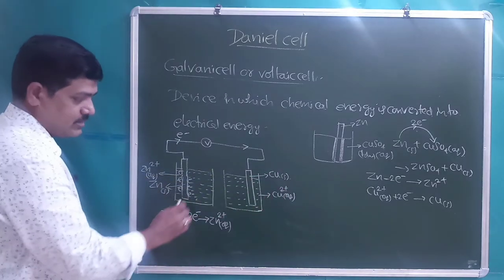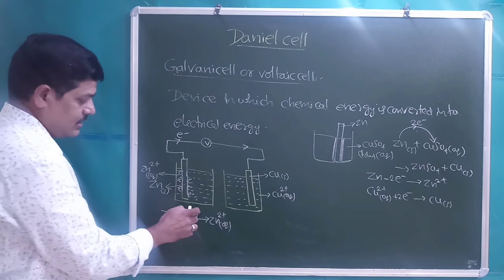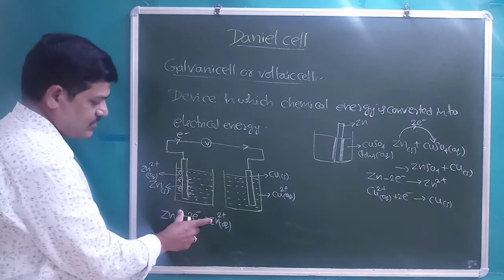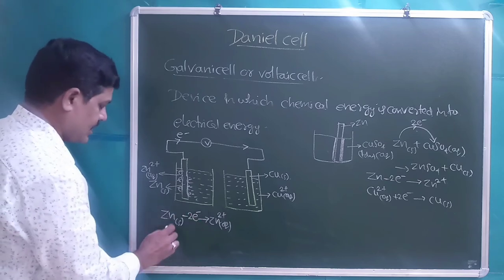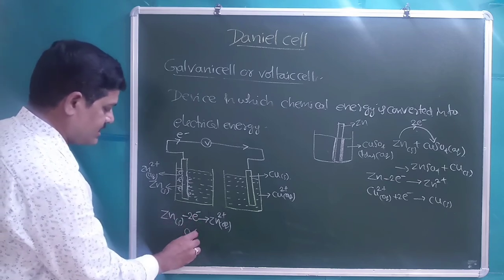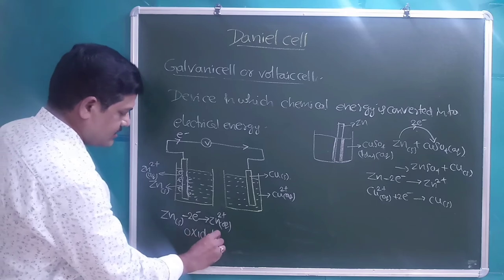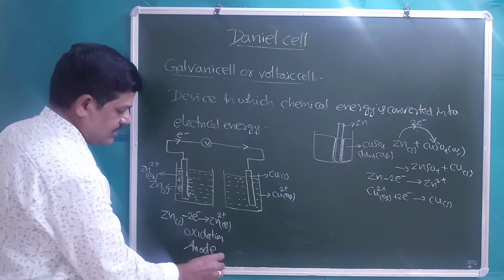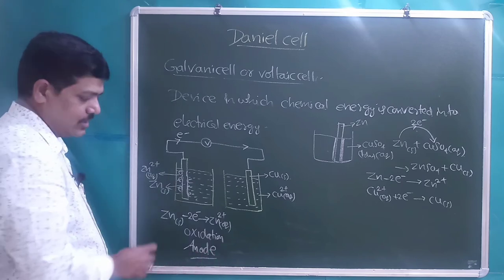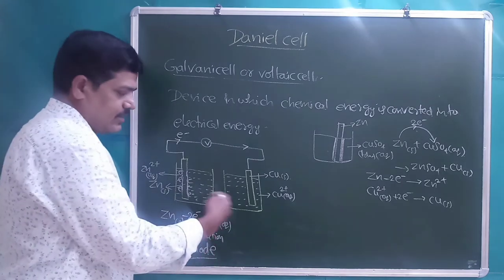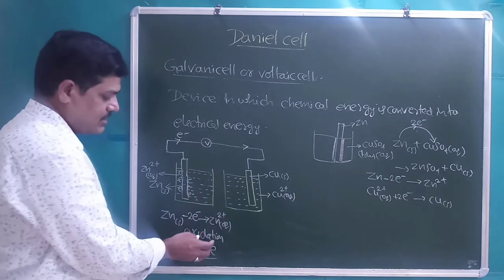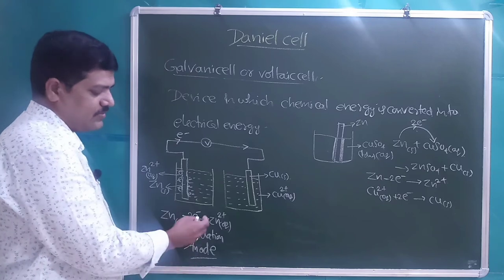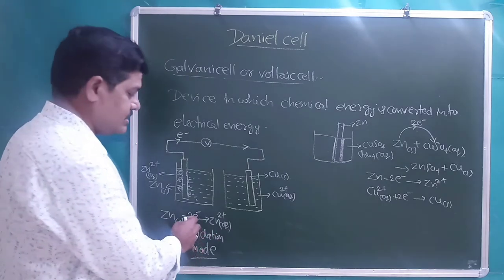Here students, according to the convention, the electrode at which oxidation takes place, loss of electrons, we have to call it an anode. We call these electrodes anode and cathode not because of the charge, but because of the oxidation and reduction. The electrode at which reduction takes place is called cathode.